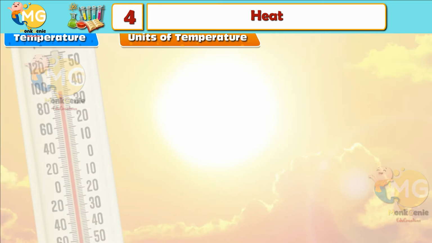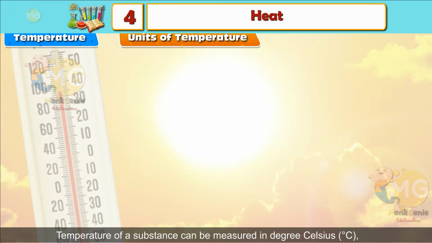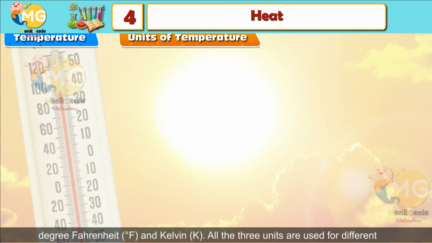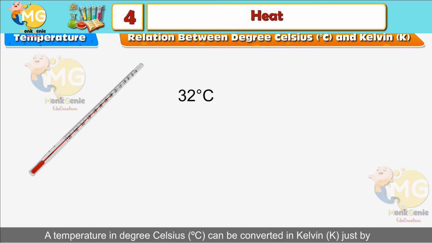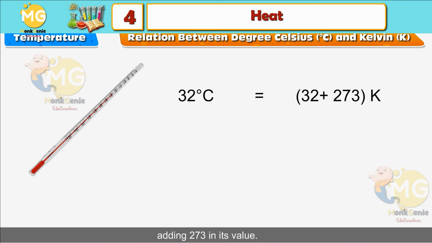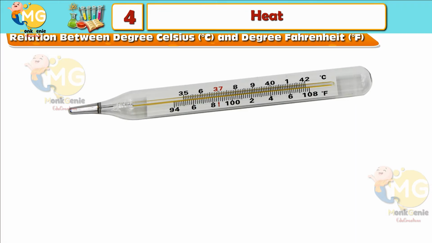Units of temperature. Temperature of a substance can be measured in degree Celsius, degree Fahrenheit and Kelvin. All the three units are used for different purposes. Relation between degree Celsius and Kelvin. A temperature in degrees Celsius can be converted to Kelvin just by adding 273 to its value.